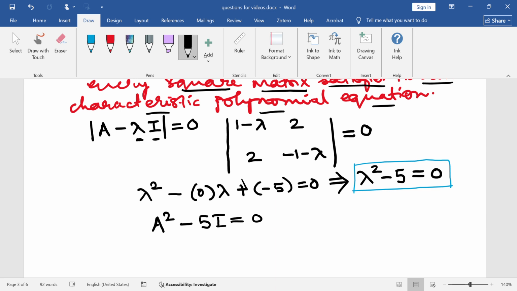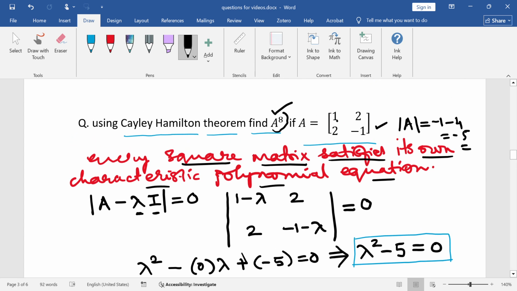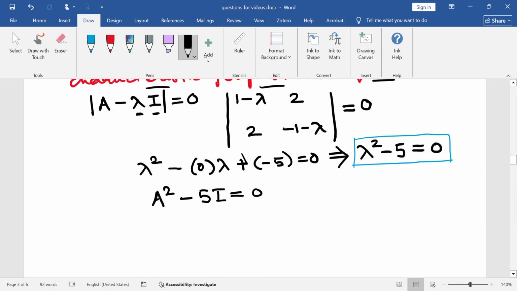Right, now we have been asked to find the value of A raised to 8. Remember, this is our question. Find the value of A raised to 8. So what I'm going to do, I am simply going to use this equation which I've got, and I'm going to write A square is equal to 5I. Now I want to find A raised to 8.